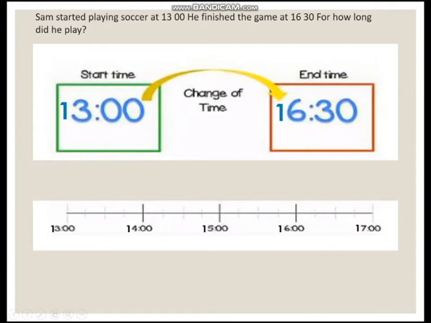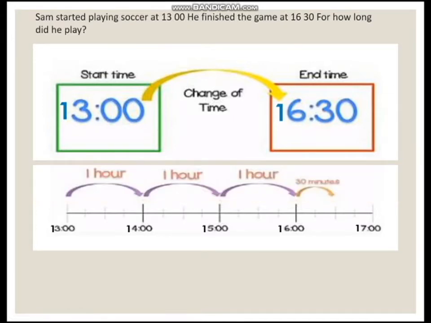Over here you can see I took a 1 hour time interval, a 1 hour difference in this timeline. Once you jump from 13 to 14, it's 1 hour. Then from 14 to 15 again there's 1 hour. Then 15 to 16 again there is 1 hour. Then from 16:00 till 16:30, that is 30 minutes.